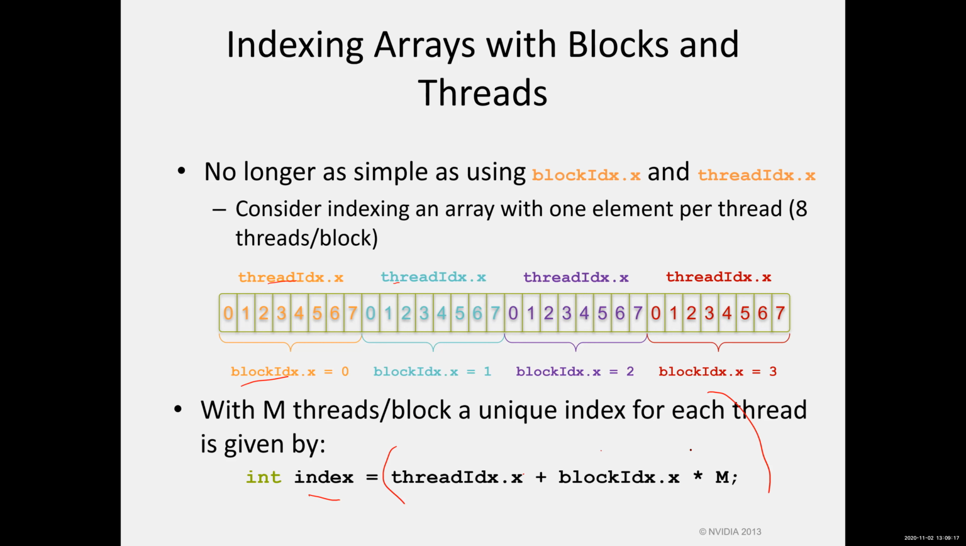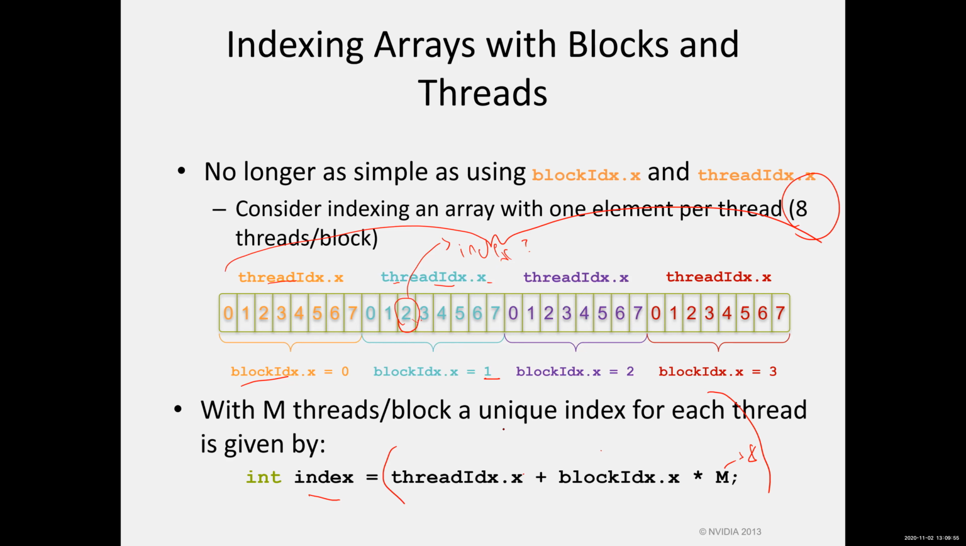So let's say for this one here, number 2. What is the overall array index for this particular value 2 over here? Block IDX is 1, thread IDX is 2. What is the answer? And let's say your M is 8. Your M is 8 over here. What is the answer? 10.